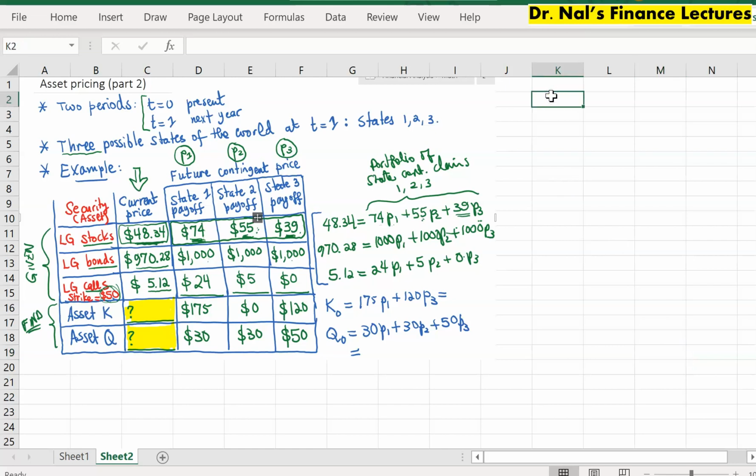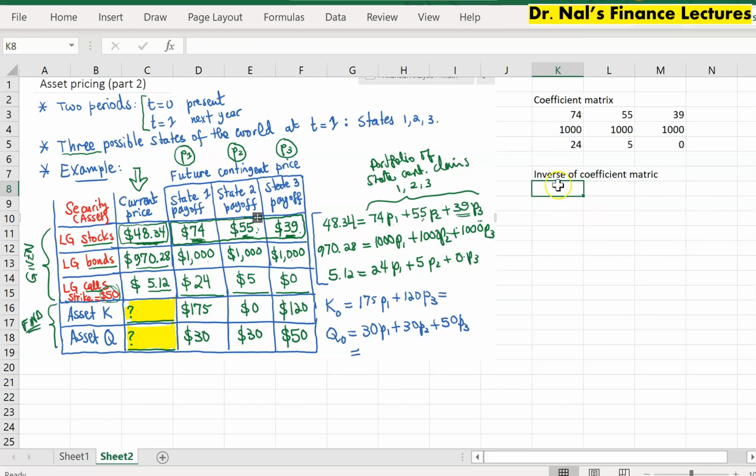So we have a coefficient matrix of that system of equations, which is just the coefficients of the 3 equations and 3 unknowns. So 74, 55 and 39. The coefficients of the second row are 1000, 1000 and 1000, and finally the coefficients of the last row are 24, 5 and 0. That's it. What we will do next is take the inverse of that coefficient matrix.